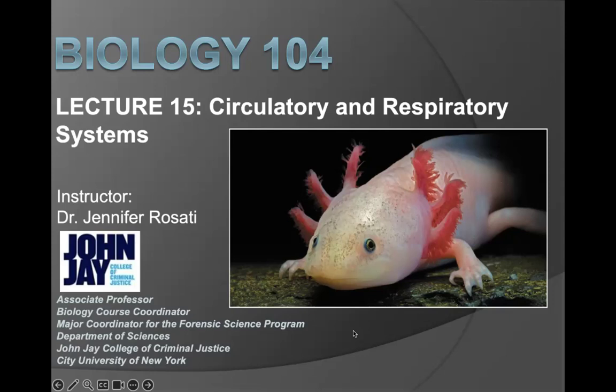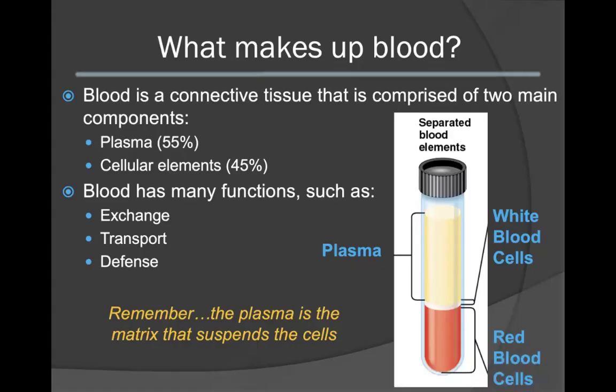Welcome to Lecture 15, where we will go over the circulatory as well as the respiratory system. We're now going to take a look at the different components of blood. If you remember, blood is considered to be a type of connective tissue. It's comprised of two main components: plasma, which is considered to be the matrix that suspends the cellular elements.